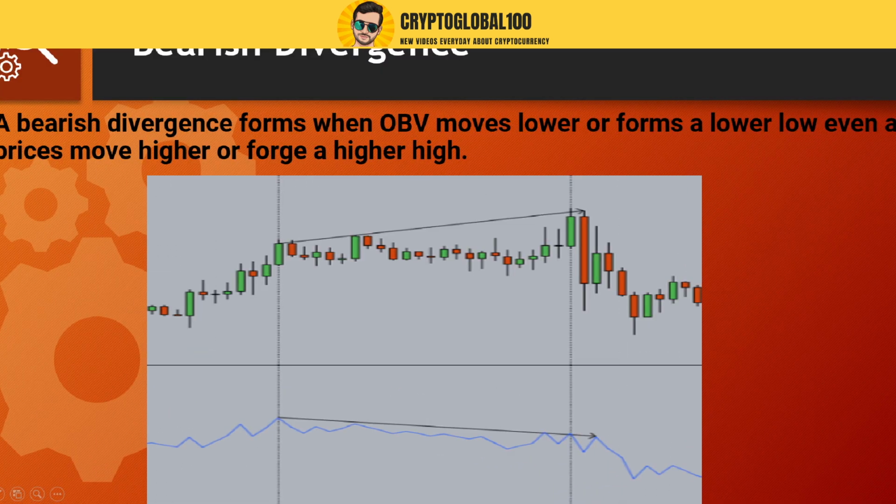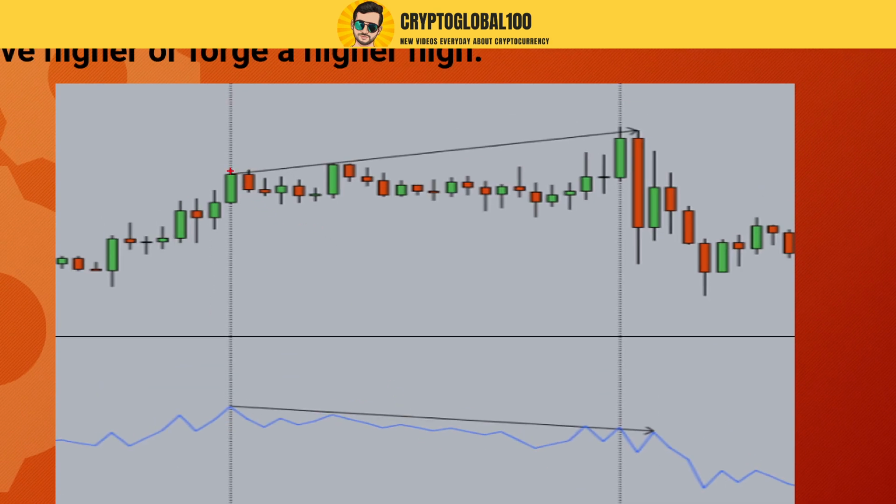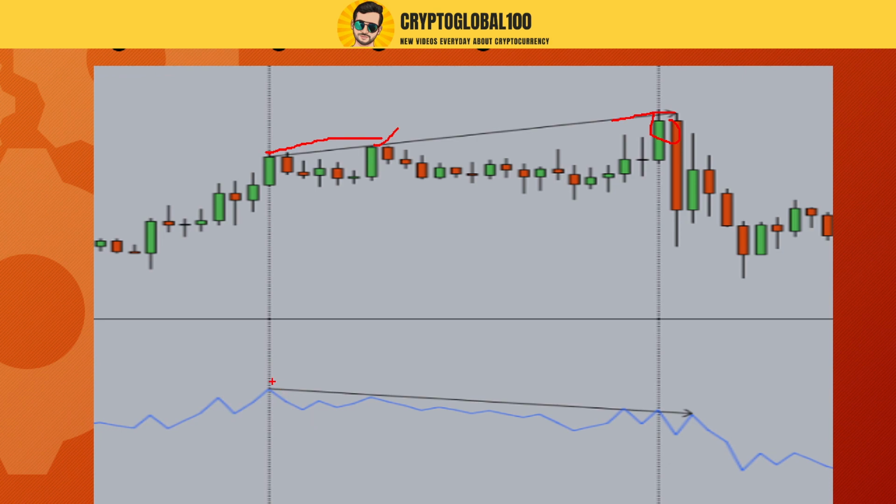If we take a look at the example, you can see the price on the candlesticks was making higher highs. Here the price made a swing high, and it was making swing highs in this area. But on the downside, if we look at the OBV, it was making lower highs, lower highs, lower highs. And what happened afterwards? You see a huge dump towards the downside.